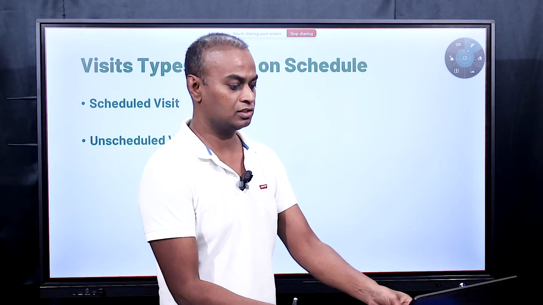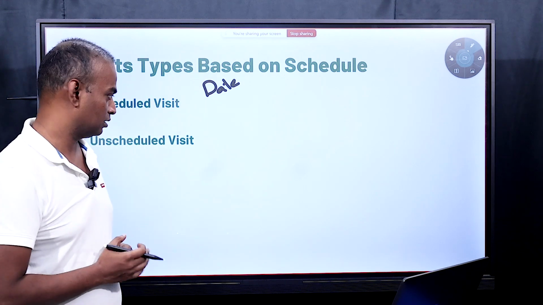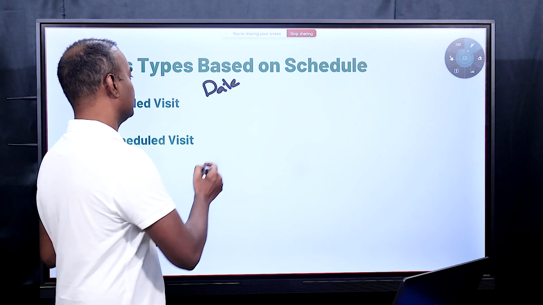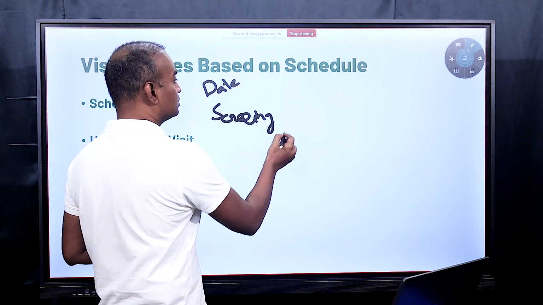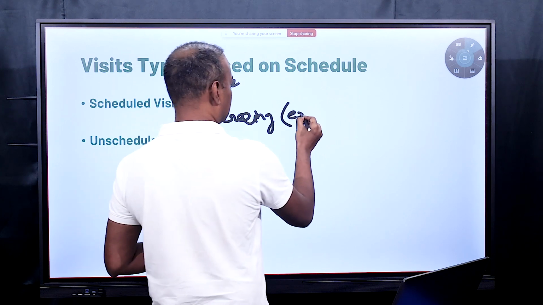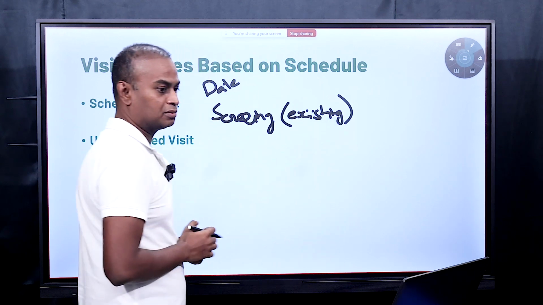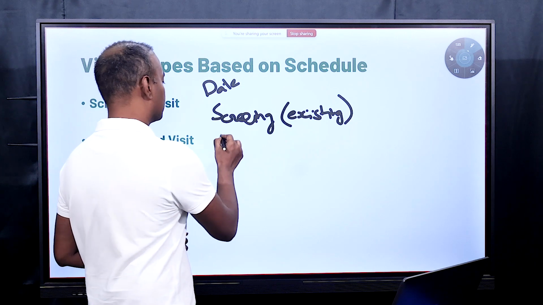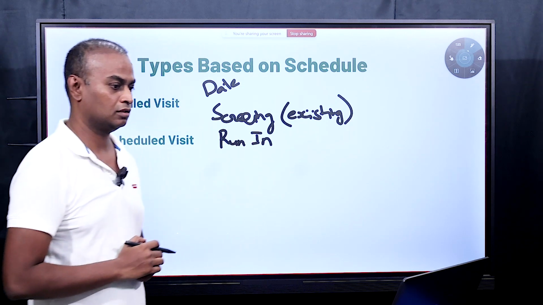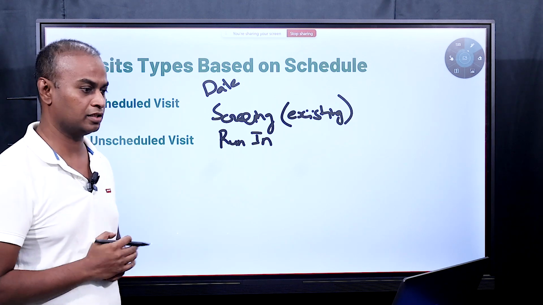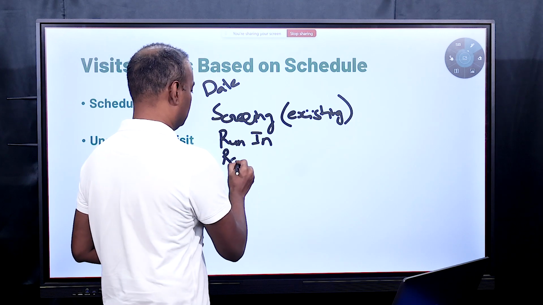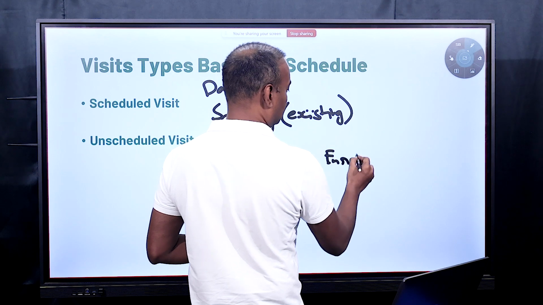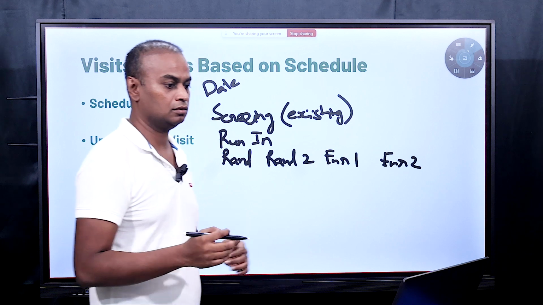What are the different scheduled visits we have in the system? What are the normal or regular scheduled visits that are to be in the IRT system, the interactive response system? First one is screening. In screening, only what we call screening existing. We have two types of screening, right? One is screening new and screening existing. So screening existing comes under scheduled visit. Next one is run-in. Just make note of this. It will be very important for you to differentiate between scheduled and unscheduled visit. Next one is randomization 1 and randomization 2, enrollment 1, enrollment 2. These all come under scheduled visit.